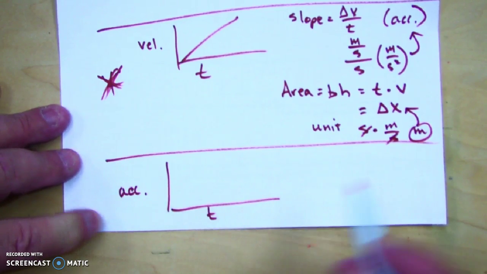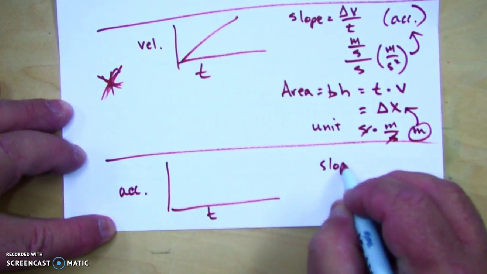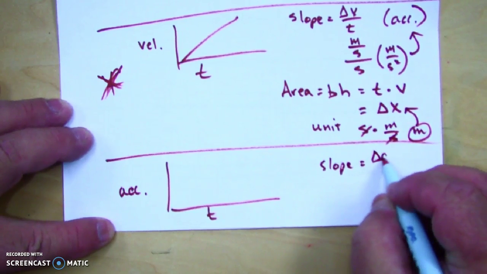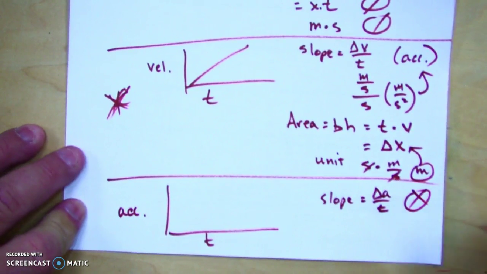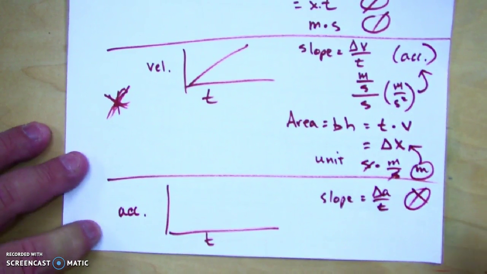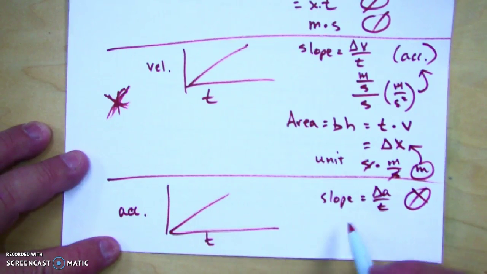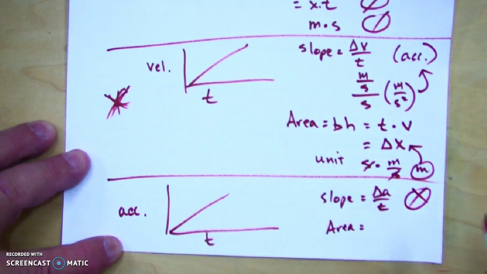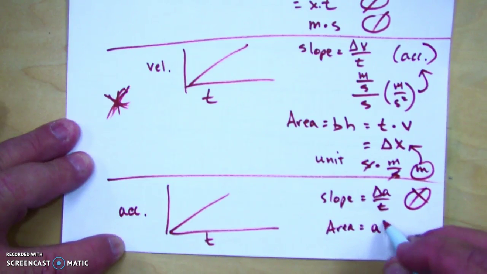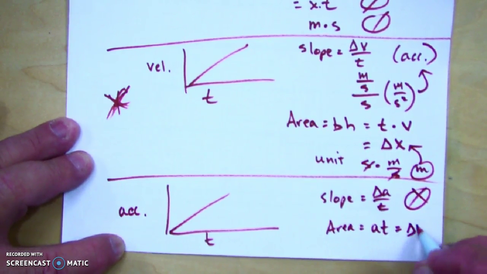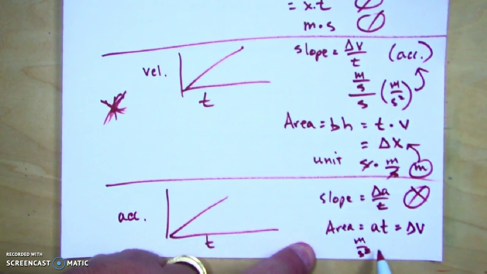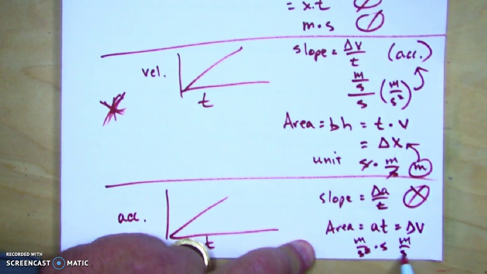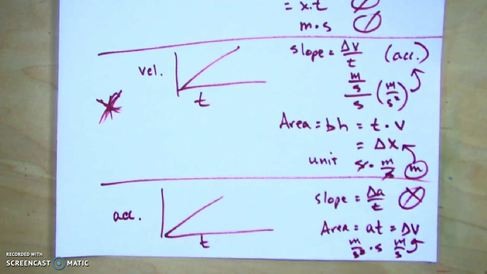The last one is acceleration versus time. Now, slope, rise over run, is delta a over t. We've never talked about changing acceleration, so that's not going to mean anything to us. Maybe if you go on in physics, you will encounter that, but we don't. Now, area under the curve is going to be a times t. Well, it turns out that that's equal to delta v. You can also do it from units. If you take meters over seconds squared times seconds, you get meters over seconds, which gives you that. So you can check them if you want to know what they are.